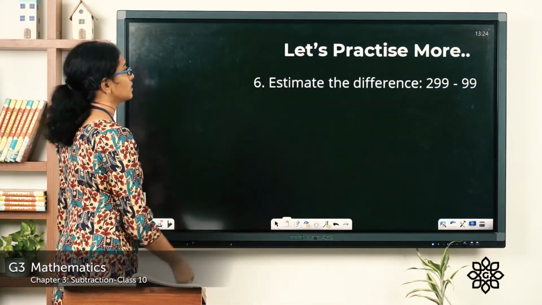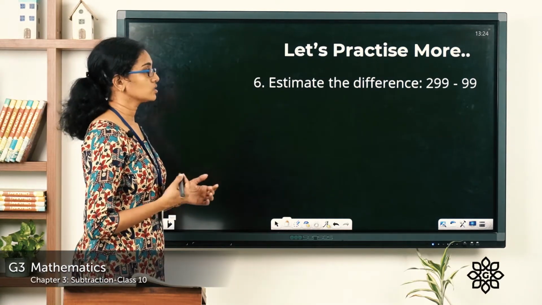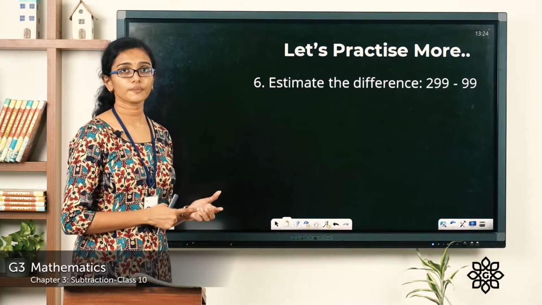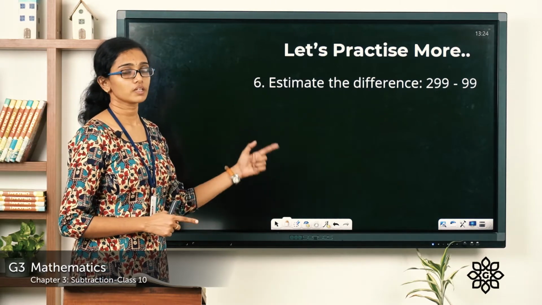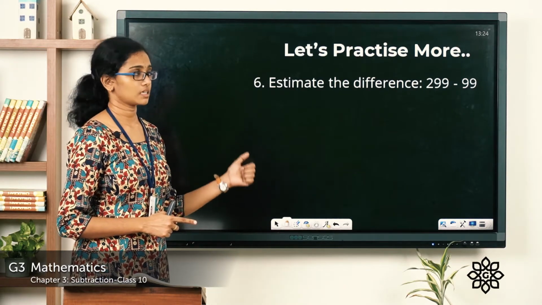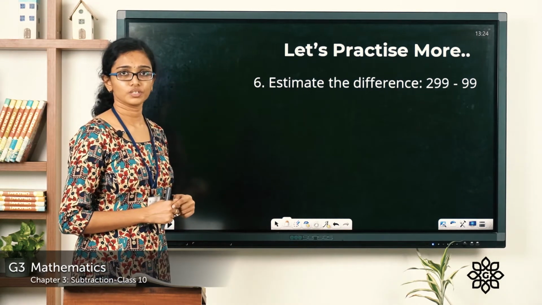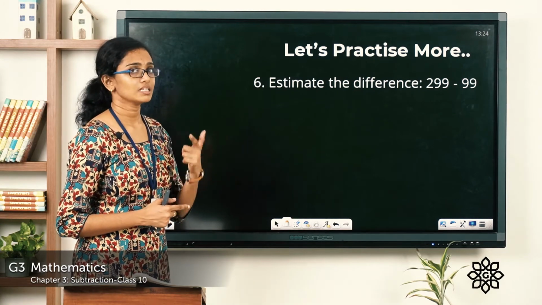Now, estimate the difference: 299 minus 99. We have learned to find the estimated difference. We have to round off both the minuend as well as the subtrahend, and then find the difference of the rounded off values to get the estimated difference. Here we have one 3-digit number and one 2-digit number, right? So let's round off both these numbers to the nearest 10.